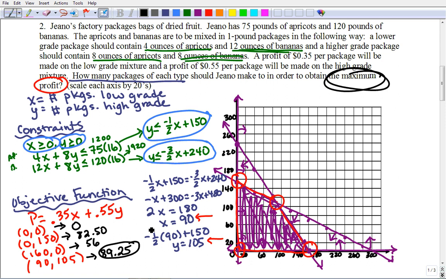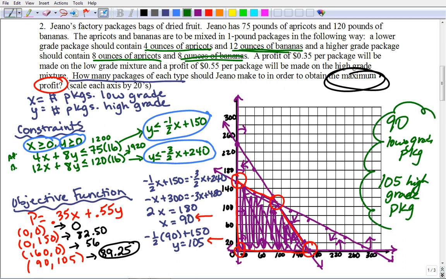So that tells us that we need to make and sell 90 low grade packages, and we need to make and sell 105 high grade packages. And that's our answer.